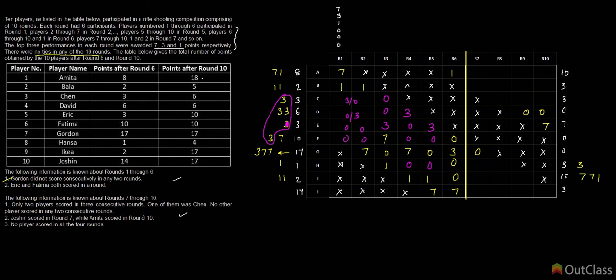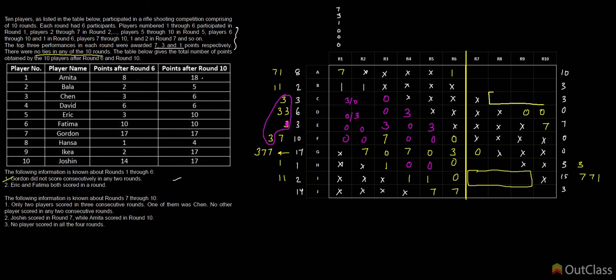Let's look at the clues. The clue says only 2 players scored 3 consecutive rounds. One of them is Chen. The other is IKEA, because we have a 7, 7, 1 in some order sitting here. We don't know the order yet, but that's 3 in a row. The other one with 3 in a row is Chen.